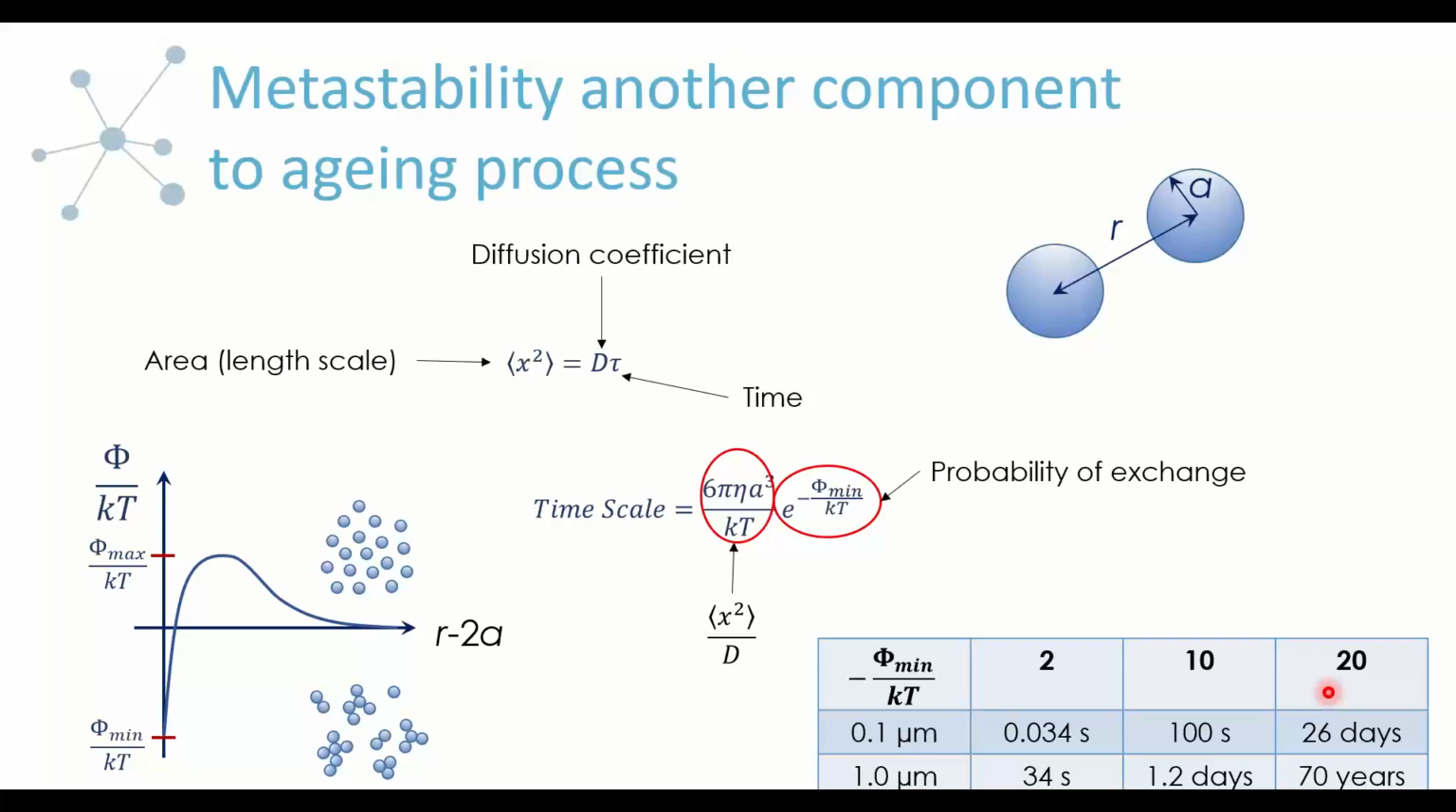And as you can see, as the interaction potential changes, we get massive changes in the time scale of these events. We can go on the order of milliseconds all the way to the order of years, and this totally depends upon the size of the particles in question as well as their interaction potential. And so there's tons of caveats and nuances to all of this.